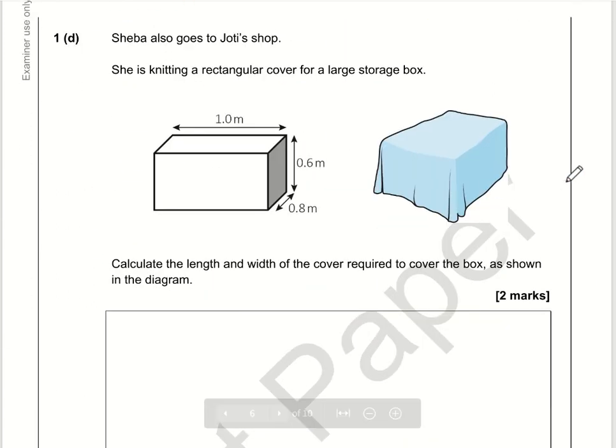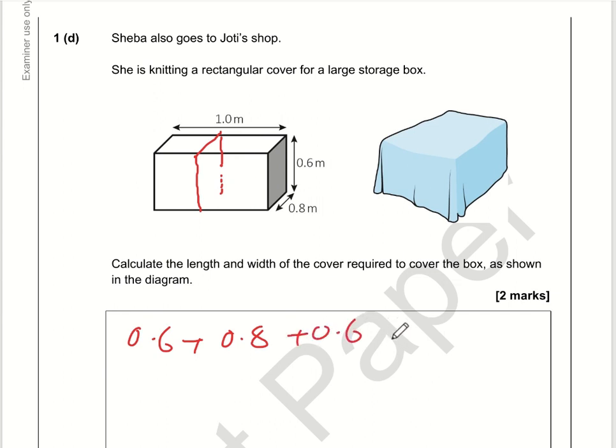Okay, so what we need to do is work out the dimensions of this blanket, or the cover, to cover the box. Now, it needs to have a width which is big enough to cover this, and the same down the back there. So that is 0.6 plus 0.8 plus the other 0.6 going down the other side. 0.6 plus 0.6 is 1.2. 1.2 plus 0.8 is 2. So that's got to be 2 metres, and that is the width.